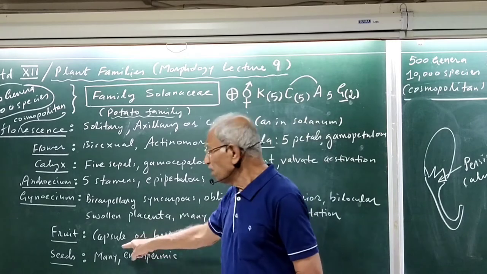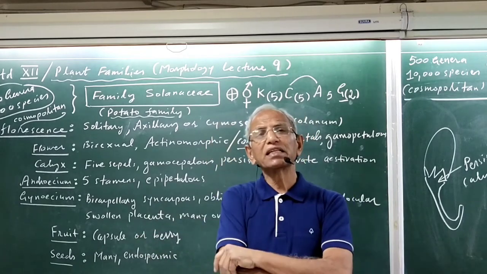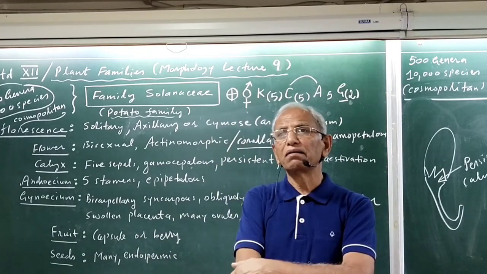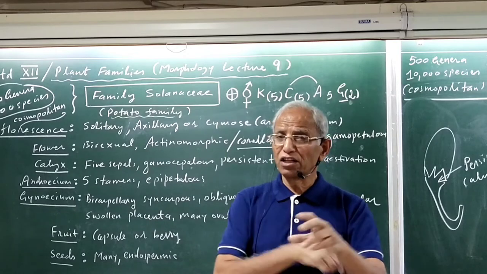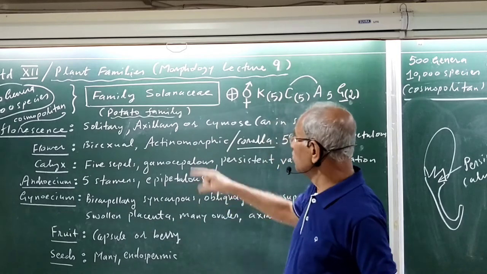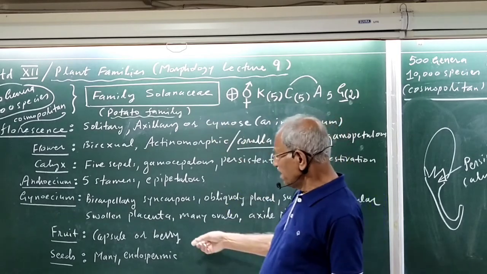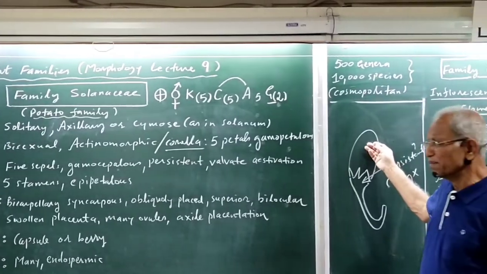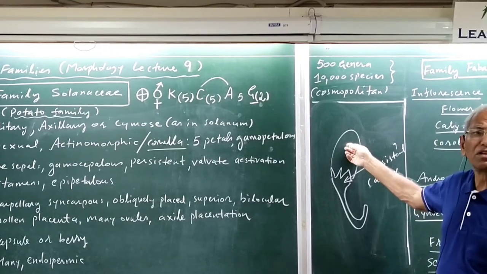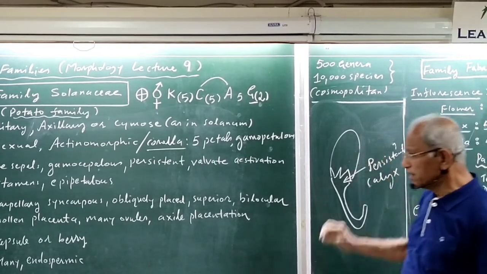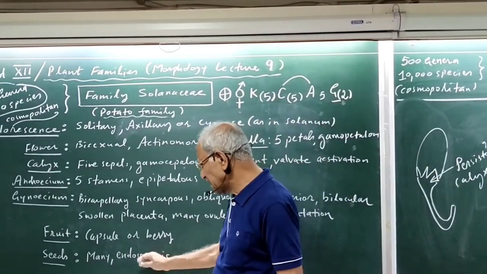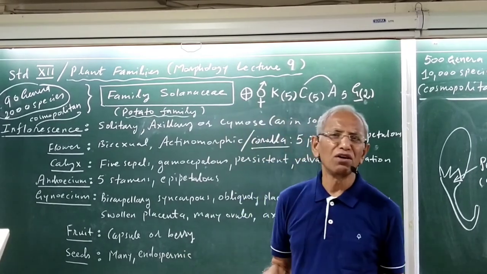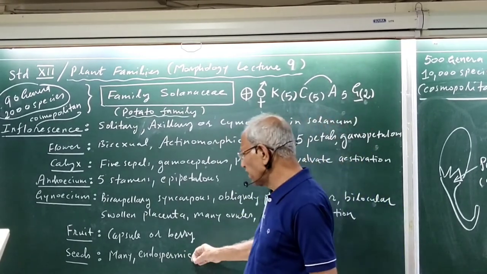Similarly here, capsule type of a fruit is present in some plants like datura. In datura there is a capsule type of a fruit. Datura belongs to family Solanaceae. And berry, you know, this brinjal and all, these are typically the berry, the brinjal, the tomato, they are all berries. And seeds are many, of course you find in the brinjal or in the tomato many seeds.